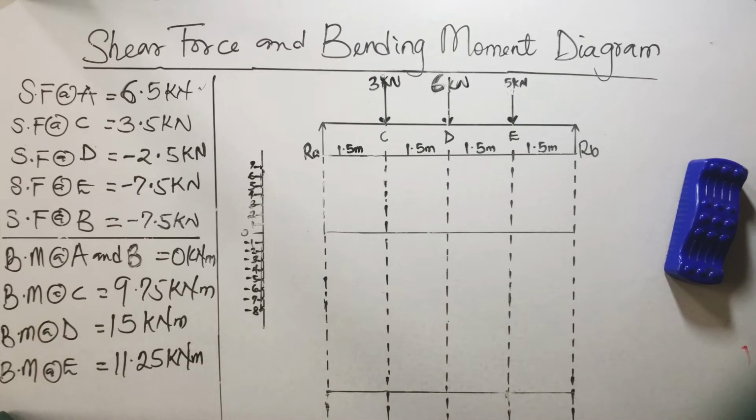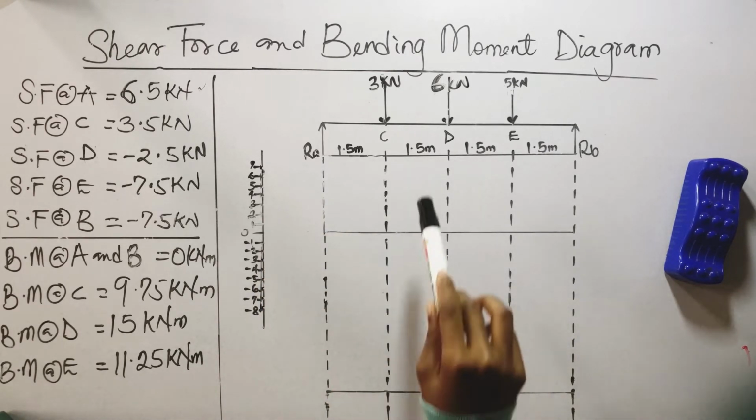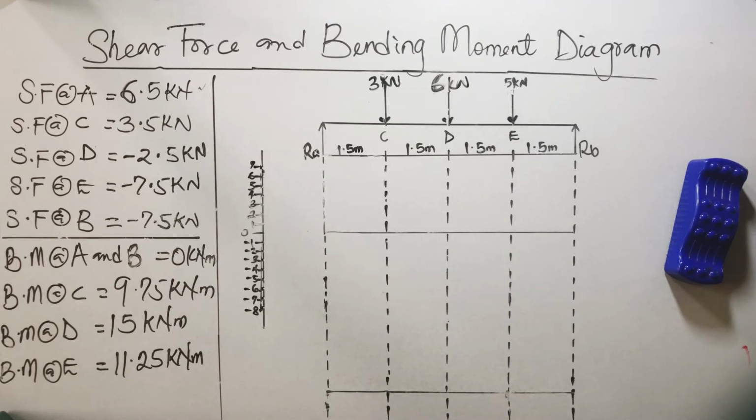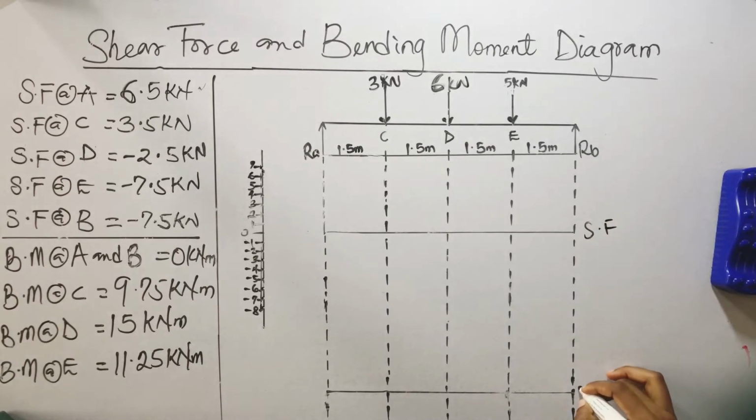The first thing we need to do is draw the simply supported beam. As you can see, I've already done that. Next, you draw dotted lines representing all the points from the simply supported beam. So you draw from point A down, point C down, point D down, point E down, and point B down. So having gotten this, then pick a point, draw a straight horizontal line, one for shear force and the other for bending moment. So you have something like this.